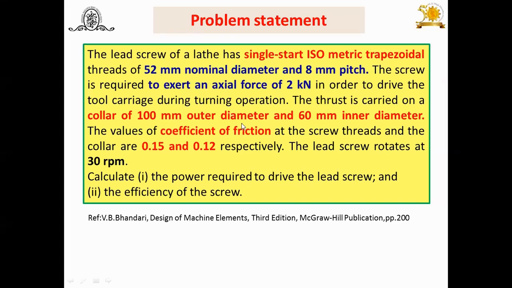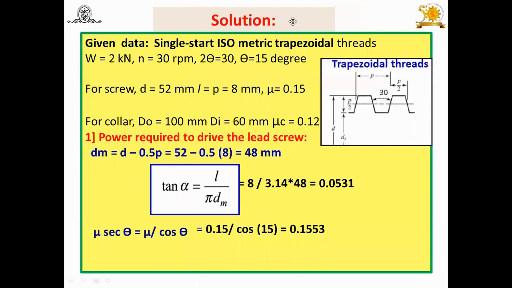What you have to do? You can write down the given data. I am going to write down. Look at this. What is given? W is given 2 kilonewton. It is going to rotate 30 rpm. It's a trapezoidal thread. Again, for a trapezoidal, how much is the thread angle 2 theta? 30 degree. That's why theta is equal to 15. And it's a single start.